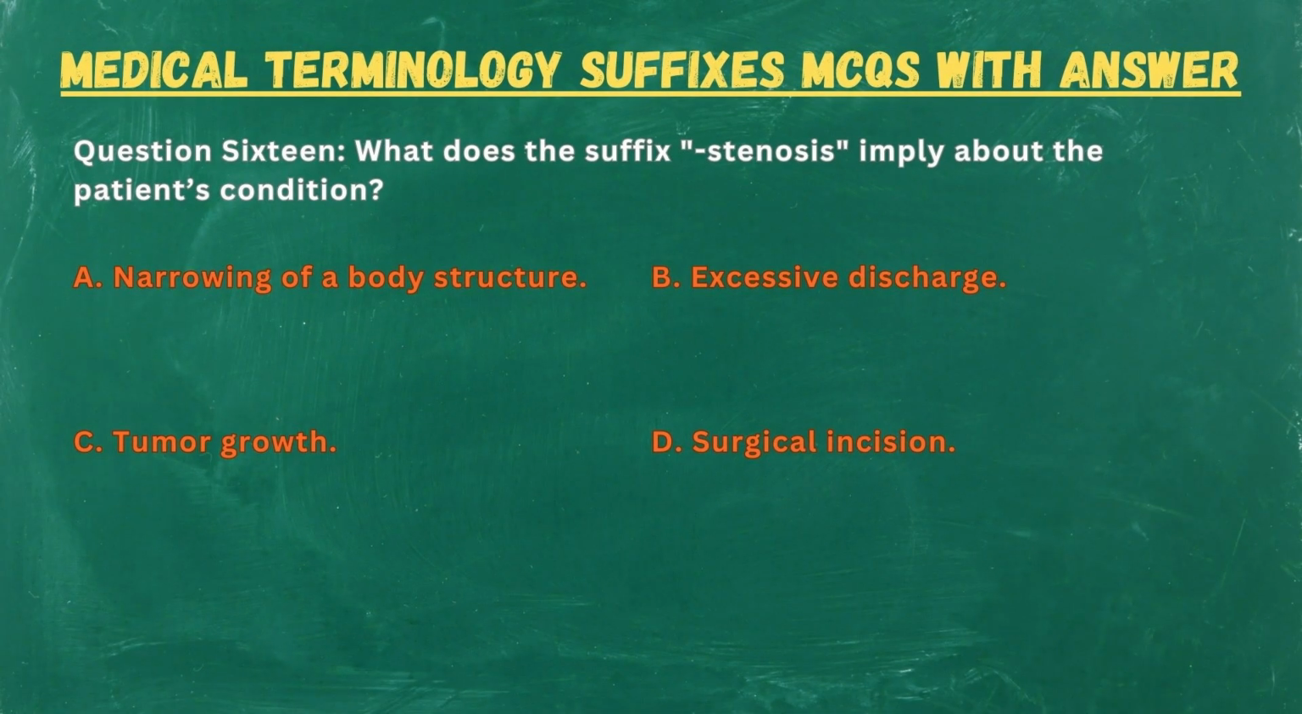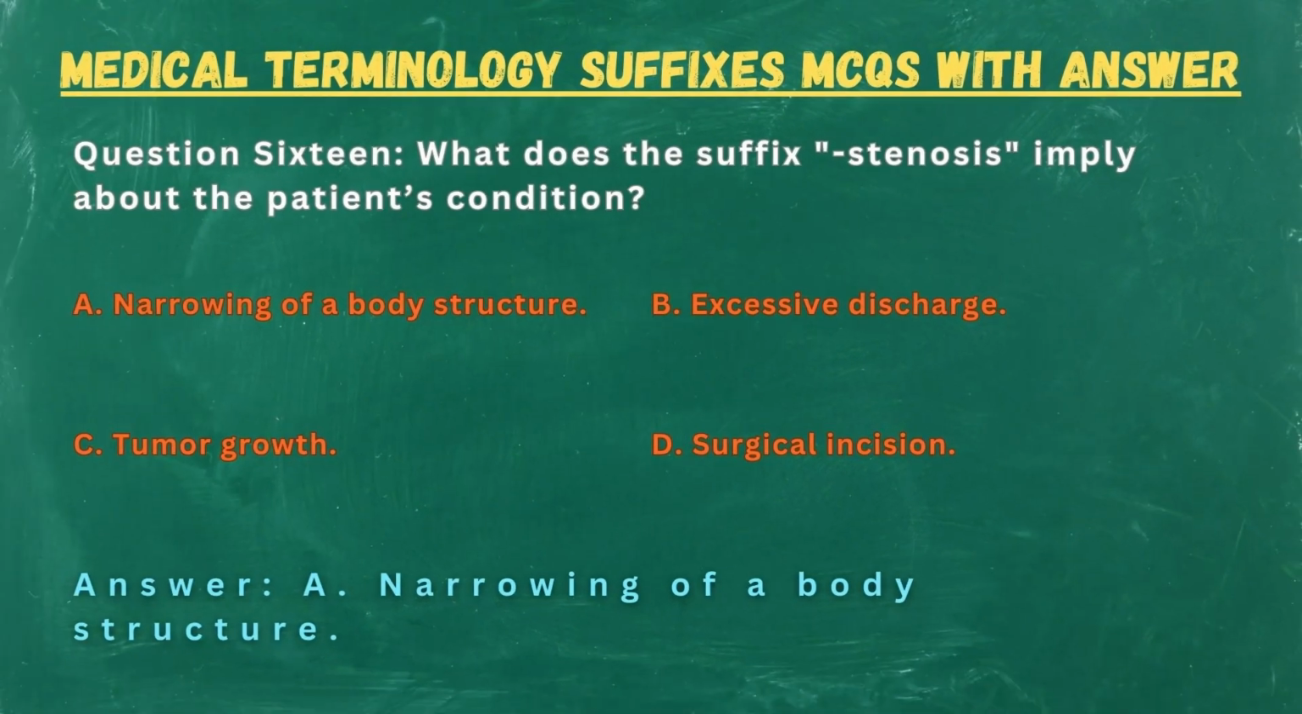Question 16. What does the suffix -stenosis imply about the patient's condition? A. Narrowing of a body structure. B. Excessive discharge. C. Tumor growth. D. Surgical incision. Answer: A. Narrowing of a body structure.